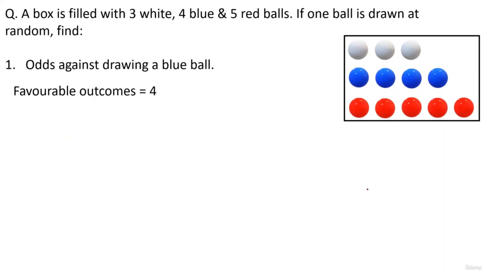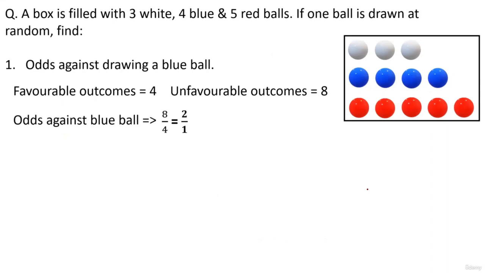And how many are non-favorable? 5 red and 3 white. The unfavorable outcomes are 8. So, odds against drawing a blue ball will be the ratio of unfavorable outcomes divided by favorable outcomes, right? So, it is 8 divided by 4 or 2:1.